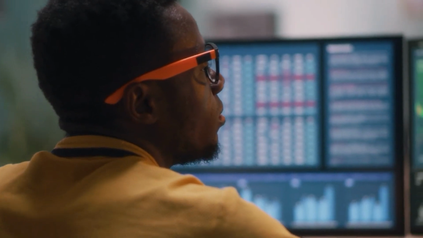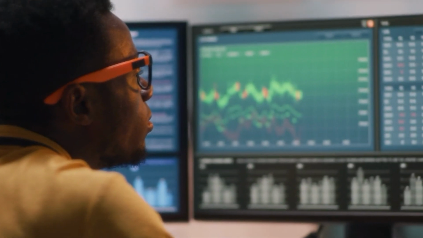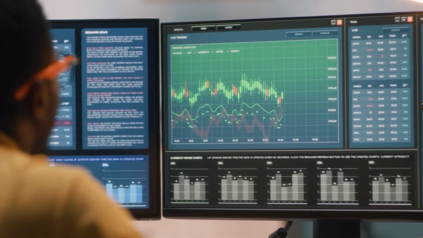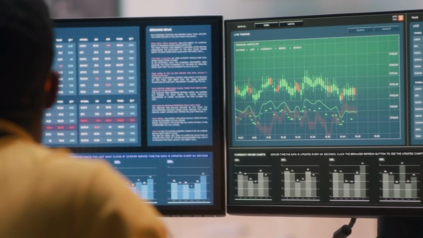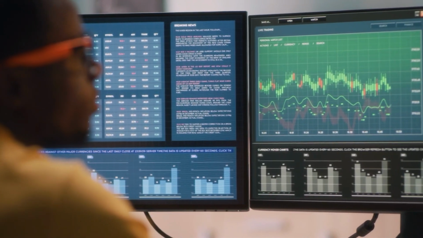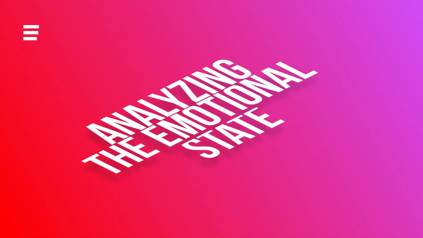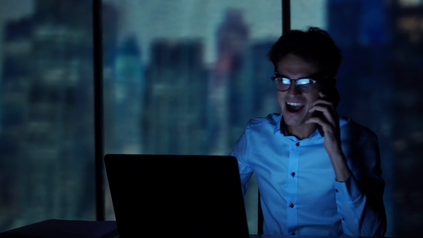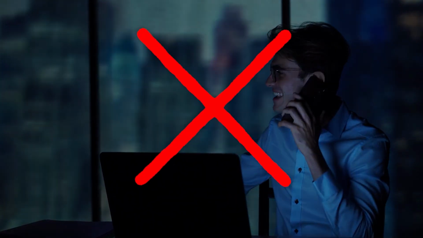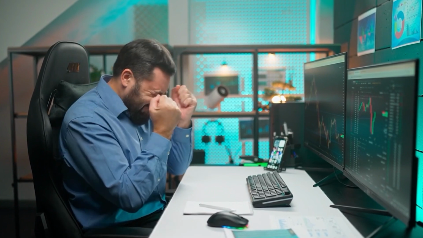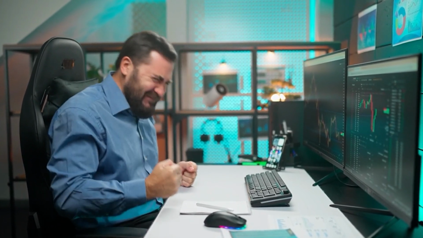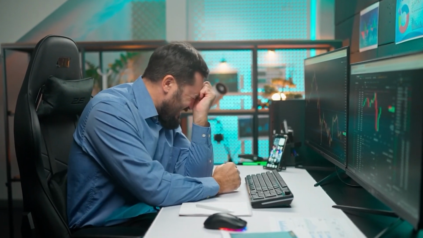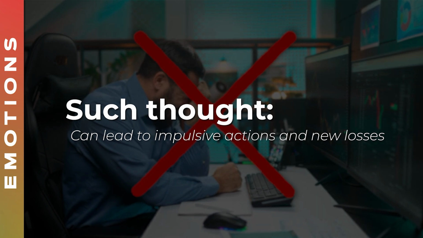Another important point in your checklist is to check your emotional state. I will never tire of repeating. Psychology in trading is probably the most important aspect affecting your success. Before opening a trade, be sure to assess your current state. If you have thoughts in your head like, "Today is definitely my day, all trades will be profitable," or "I have 3 losing trades in a row, I need to get even and get my money back," then stop. These are clear signals that you are making a decision based on emotion rather than analysis. Such thoughts can lead to impulsive actions and new losses.